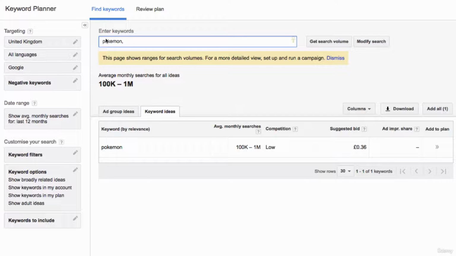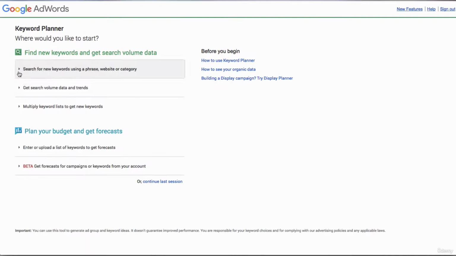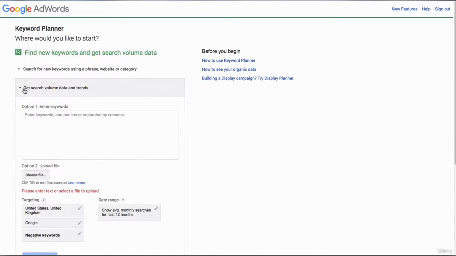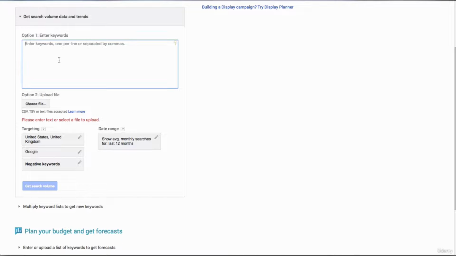Essentially, all that you're doing is putting in keywords. They can be as long or as short as you want. The keywords are essentially what you expect people to be putting into Google search. So when you're in Keyword Planner, you want to go for the Get Search Volumes Data Trends. And you want to put in your keywords that relate to what your app or your idea does or what problems it solves for the user. These are words that the user would put into Google.